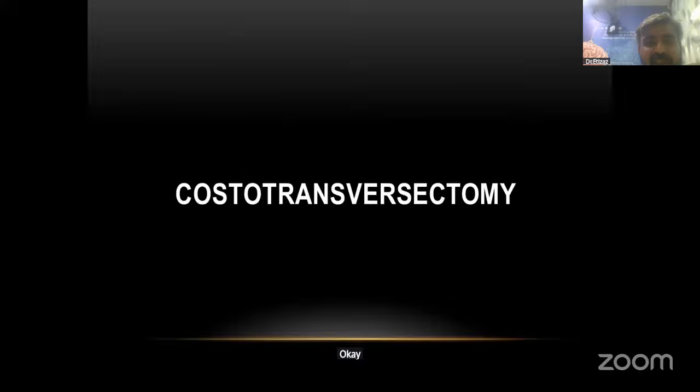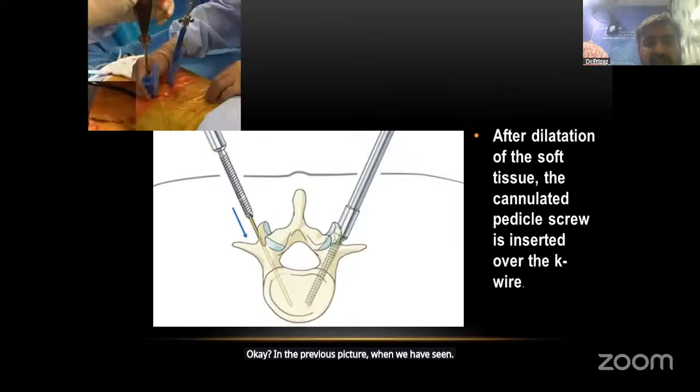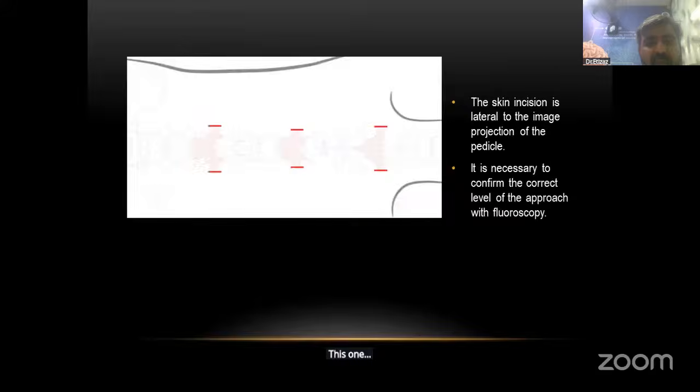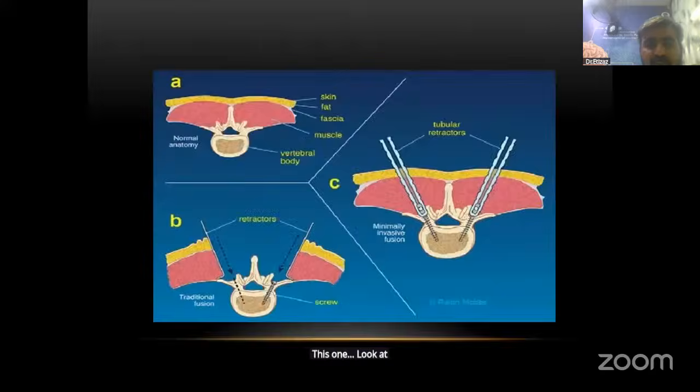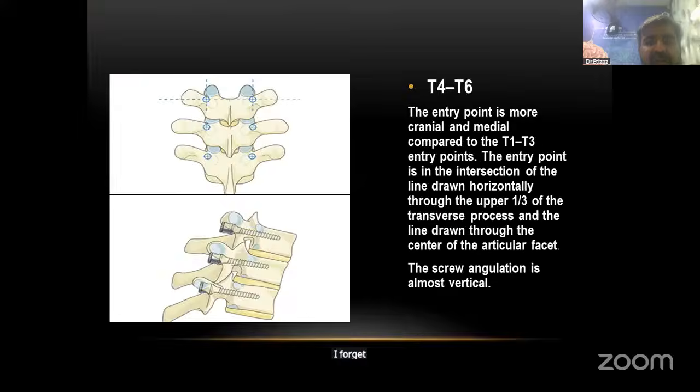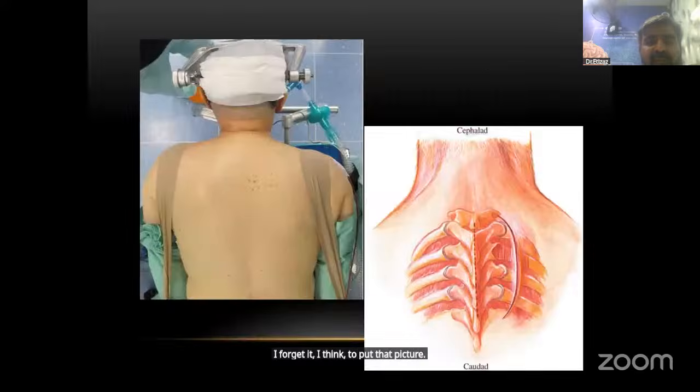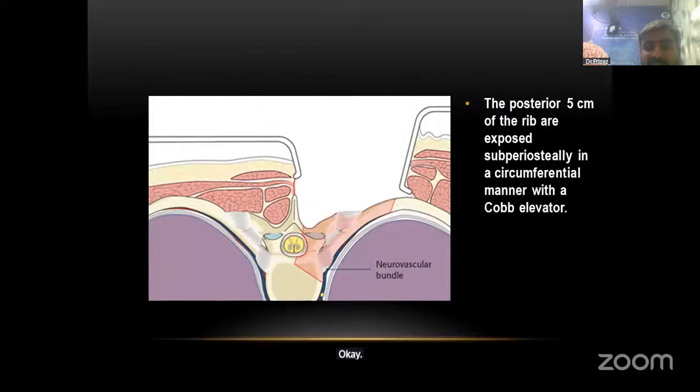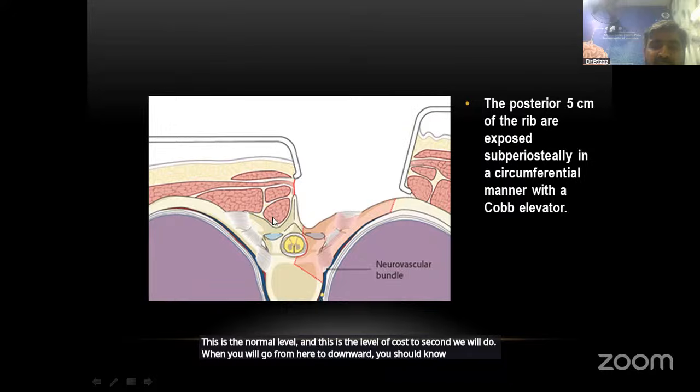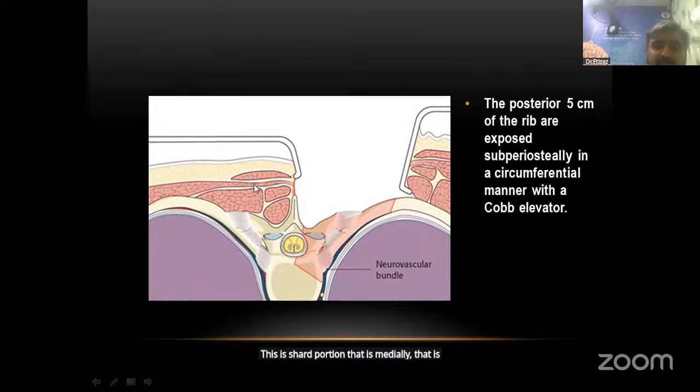Okay, the previous picture when we have seen this one, look at this picture. I think I forgot to put that picture. Okay, yes, this one. This is the normal level and this is the level of costotransversectomy we will do. When you go from here downward, you should know all these muscles. This short portion medially is the trapezius muscle. That is a huge muscle, from the start to the midline and going laterally all over there.